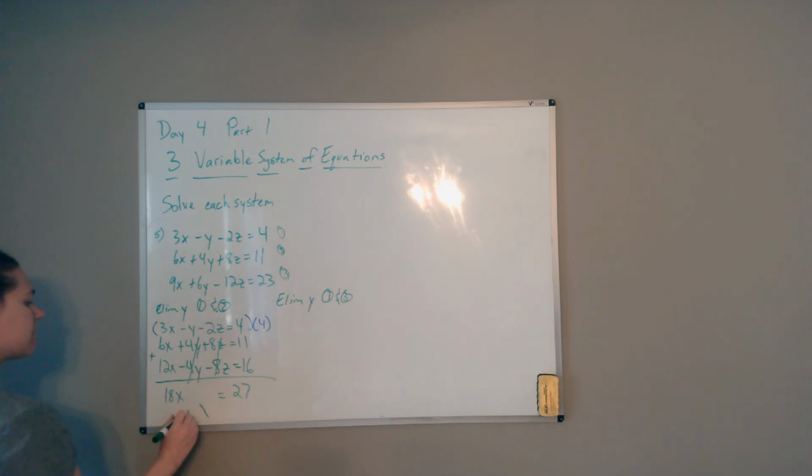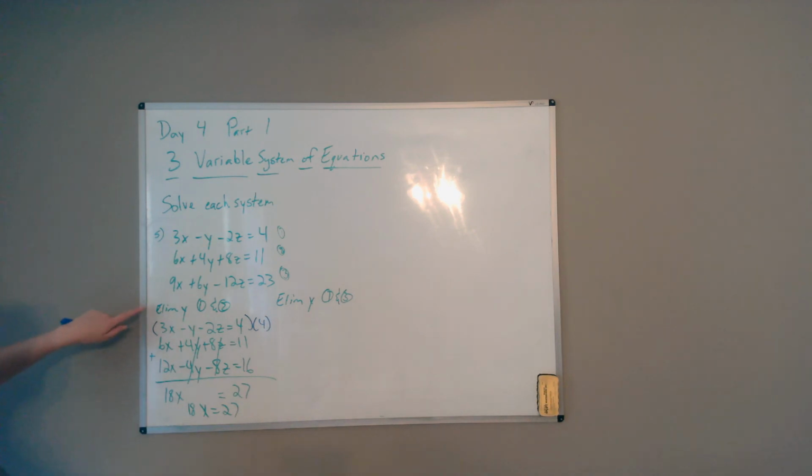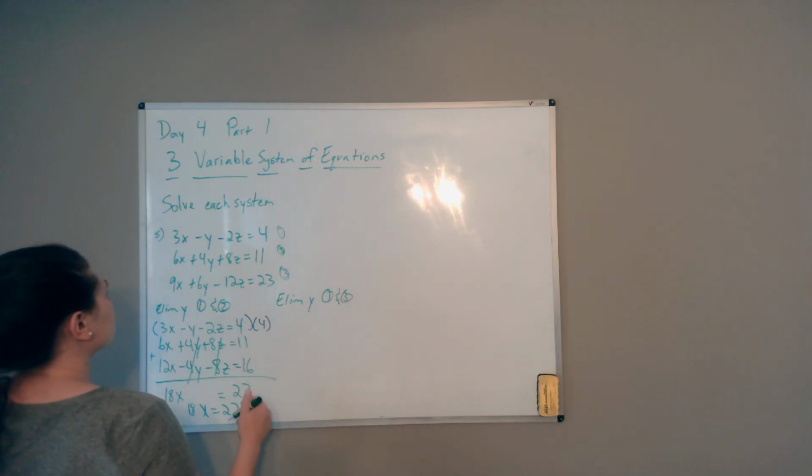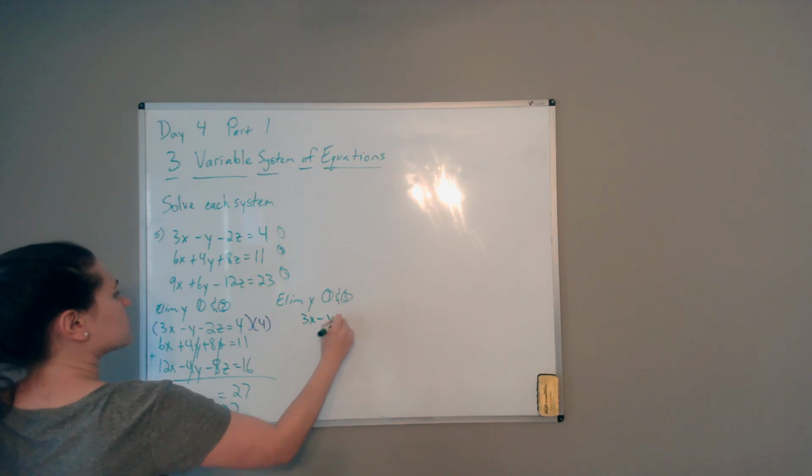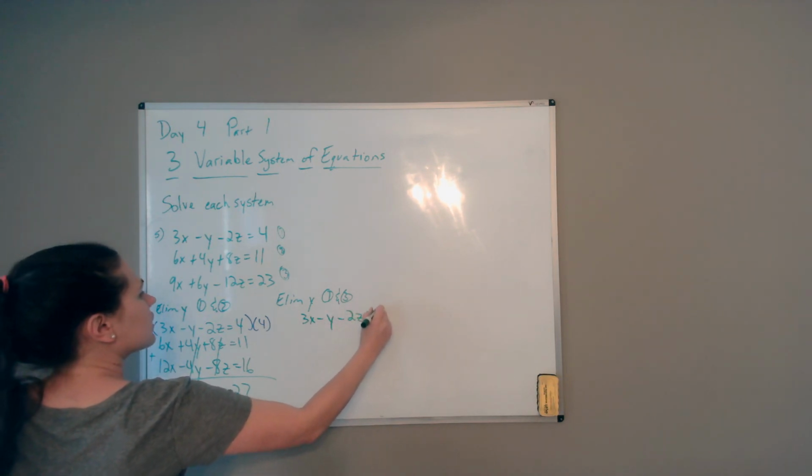Ooh, so I have 18x equals 27. So I can see I'm going to be able to tell what x is. Okay, so it looks like 1 and 2 intersect at the line x equals 27/18. Then for the second pairing, 3x minus y minus 2z equals 4.